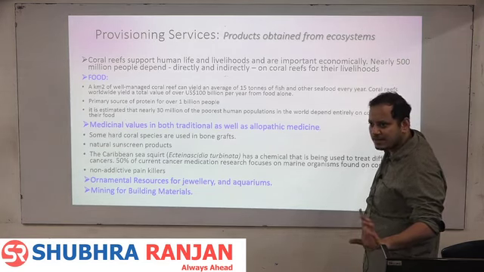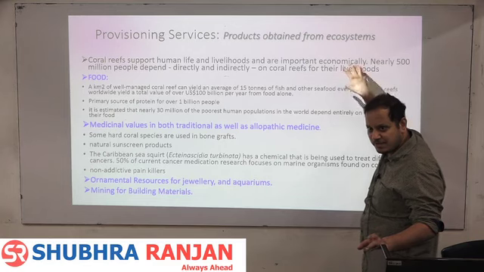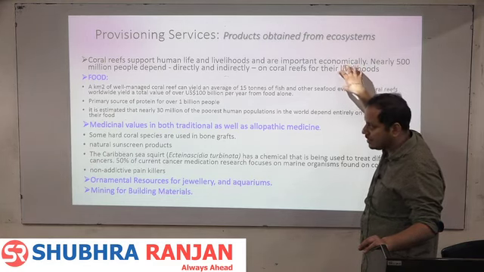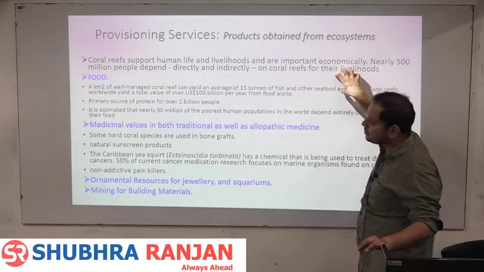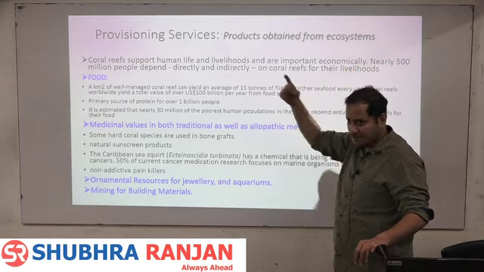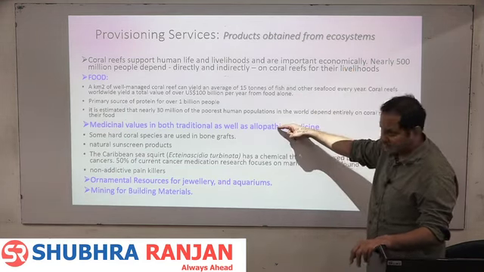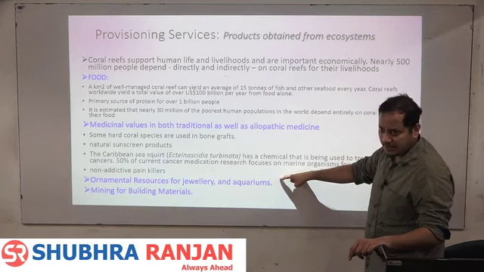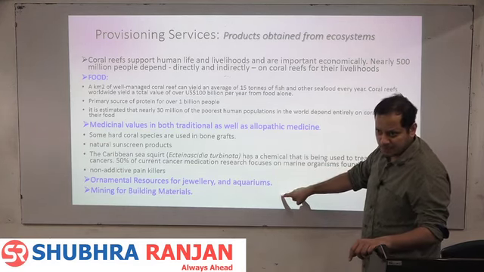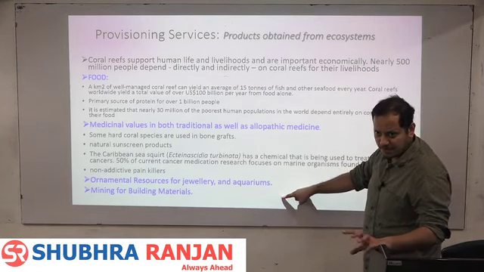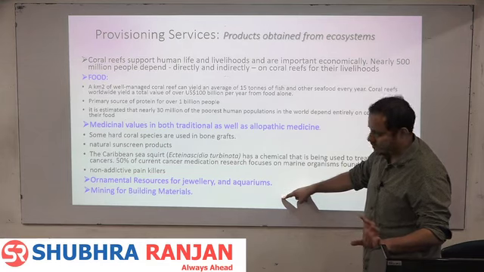Fine, GS के लिए इतना ज़्यादा ये नहीं है. You should mention the factual data here. How many people? 50 million people directly or indirectly depend upon the corals. Example, food, first provisioning services. Second, medicines. Third, jewelry. Fourth, limestones, building materials. These are the 4 types of provisioning services.